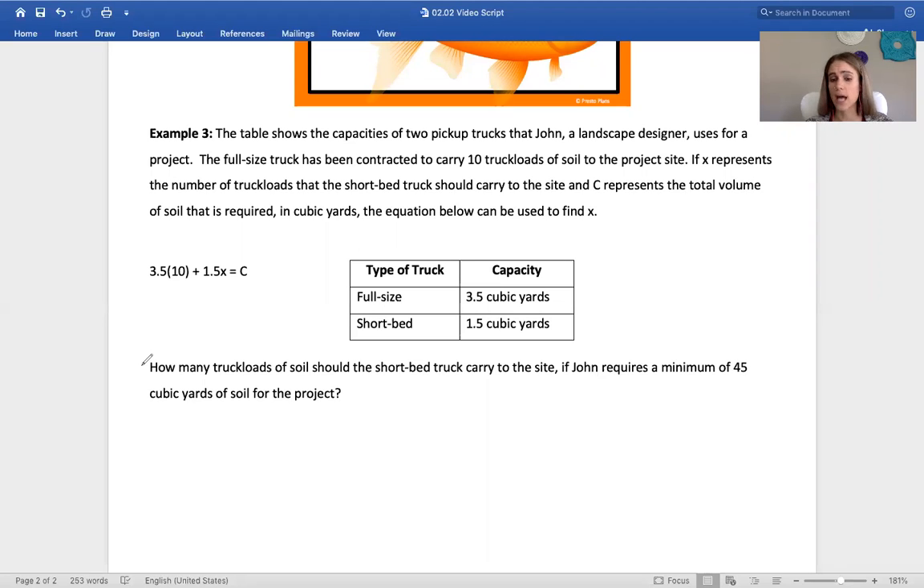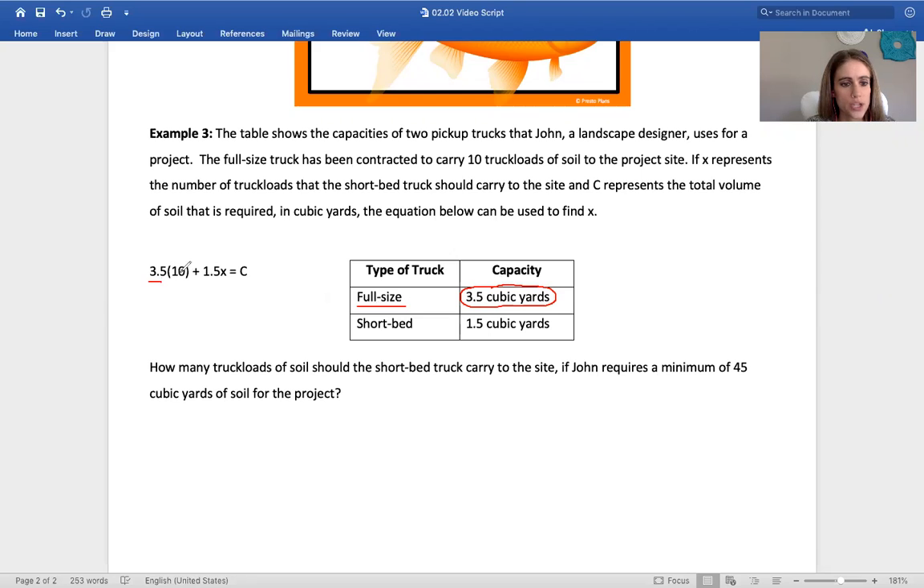All right, this question had a lot of information in it, so this is one that I'm going to need to read multiple times to make sure I fully comprehend the question and what I'm needing to find. So first, I want to interpret this equation that they've given me. So let's see, we have a 3.5. So where is that 3.5? Right here. So 3.5 is the cubic yards for a full-size truck.